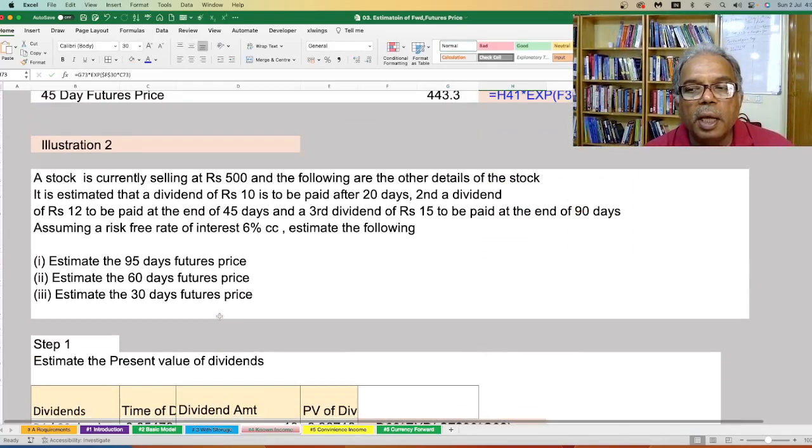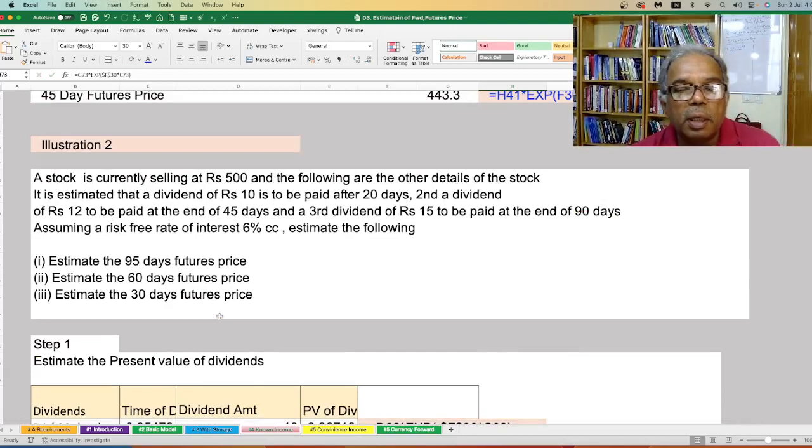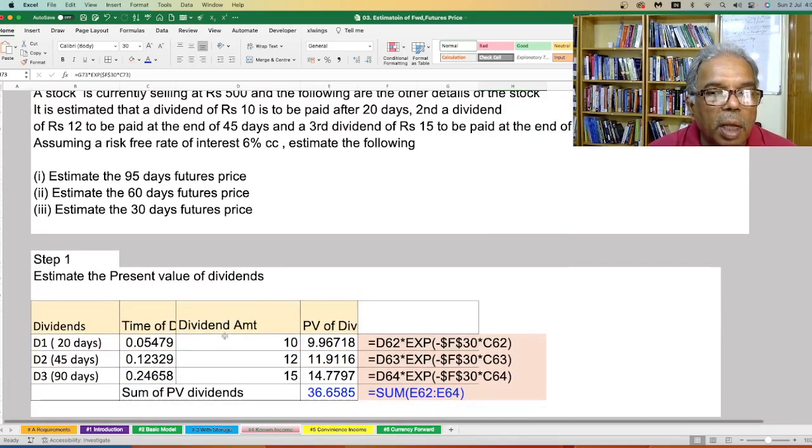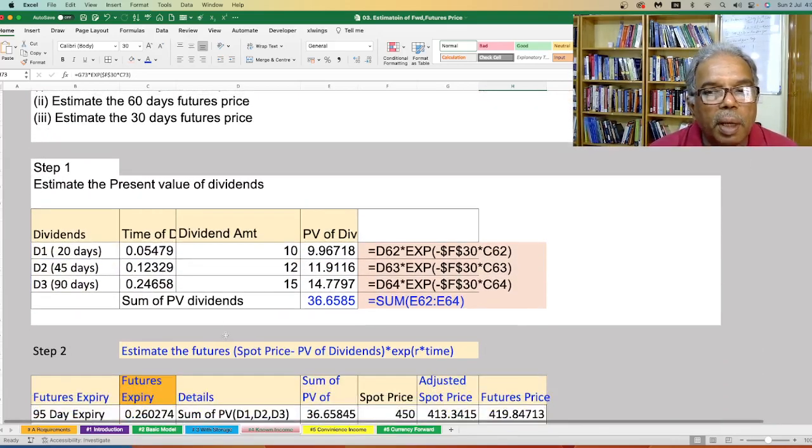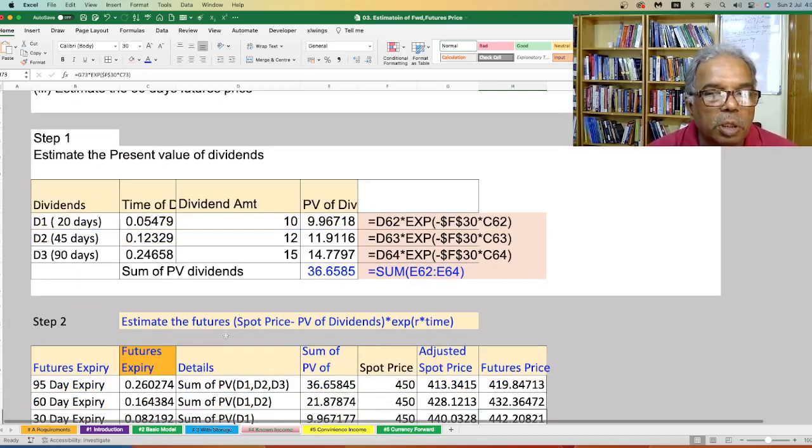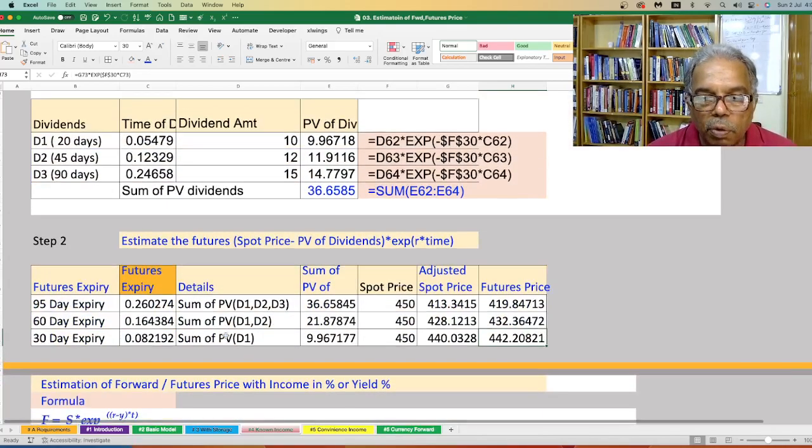So the idea here is we have to see which are all the dividends falling within the expiry of the contract. Only for those dividends we have to calculate the present value, subtract it from the spot price, which gives the adjusted spot price, and then calculate the futures price.